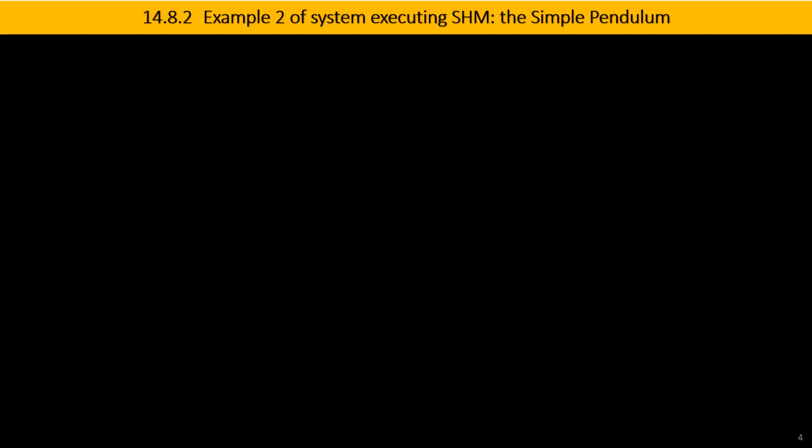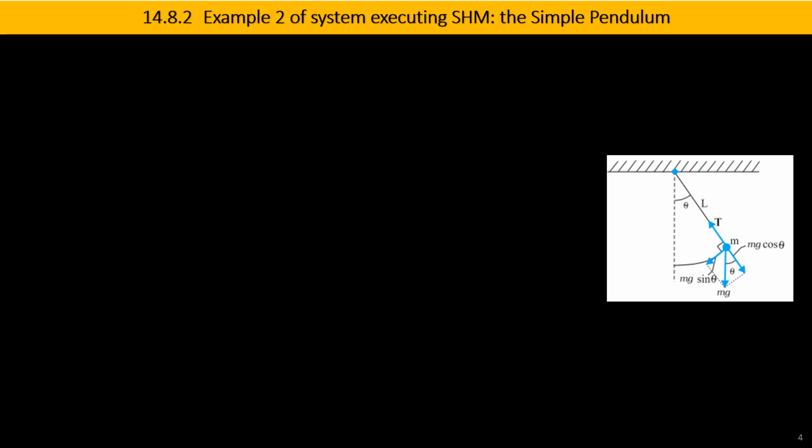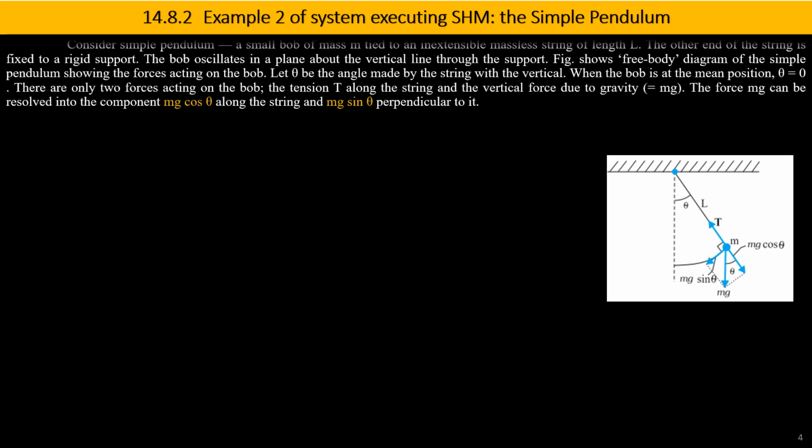Second example of a system executing simple harmonic motion is a simple pendulum. Please see the figure which shows a bob oscillating about its mean position. Consider a pendulum, a small bob of mass m tied to an inextensible massless string.